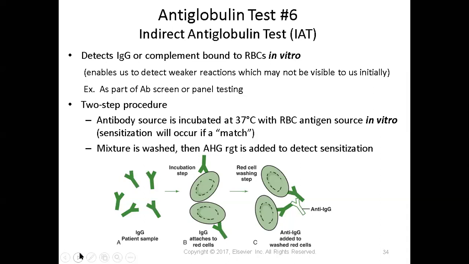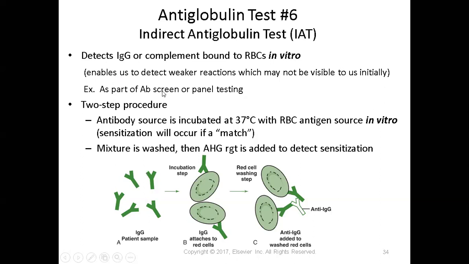So we're just going to do a little bit more, and then I'm going to take a break from this. The indirect antiglobulin test is something that we use when we're doing testing in the lab to detect immune complexes or complement bound to red cells. So the big difference here is in vitro, not in vivo, in vitro, in the test tube. So this is something we do to enhance weaker reactions which may not be visible to us initially. Okay, and so it's used as part of another test.